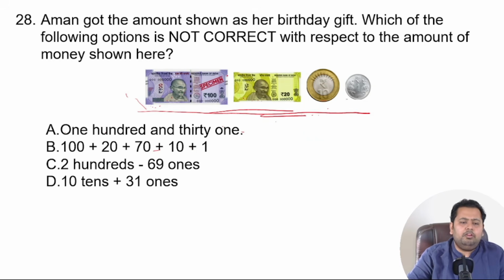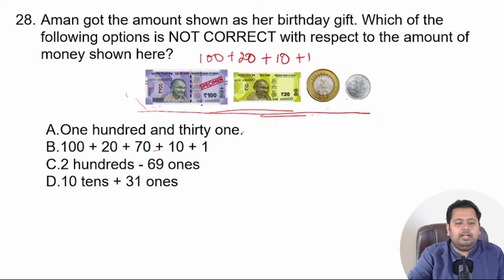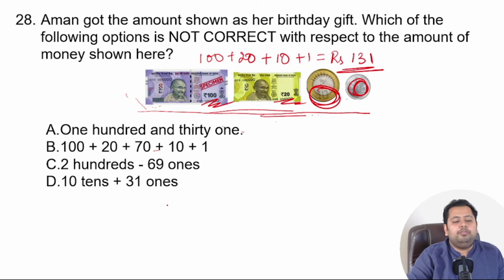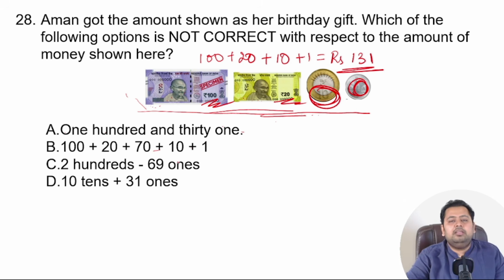Great. So the amount of money shown here is 100 plus 20 plus 10 plus 1, right? This is a 100 rupee note. This is a 20 rupee note. This is a 10 rupee coin. This is a 1 rupee coin. So if you add it, you will get rupees 131. Now, which of the following options gives 131, right?